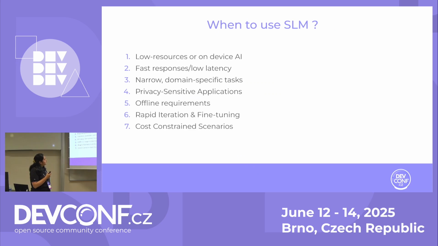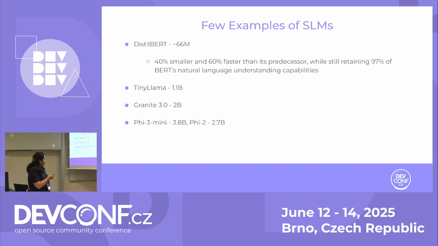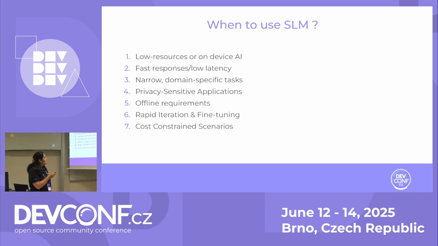Okay, when to use a small language model? Some of the things we already discussed, but just a quick repetition. When you are low on resources, or you have to go for on-device AI, as in you would need it on a mobile phone, or you need it on, let's say, any edge device where it might not have a lot of resources. That's a good use case for a small language model.